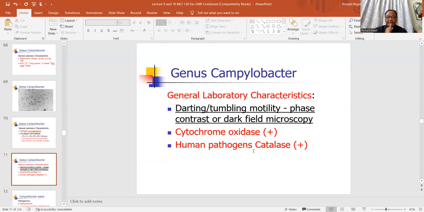Oxidase and catalase positive, as I mentioned. On the wet mount, this organism has darting or tumbling motility under phase contrast or dark field microscopy. Darting or tumbling motility, like springs bouncing around. That's what Campylobacter looks like on dark field microscopy.